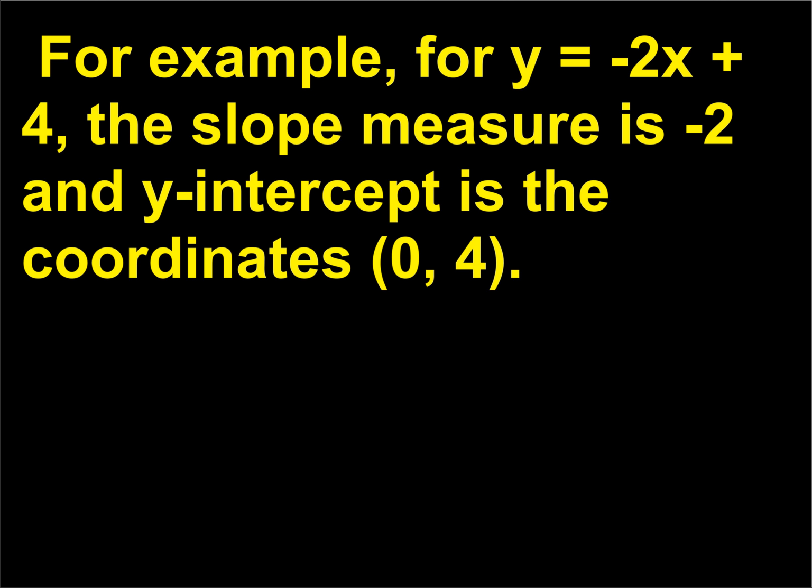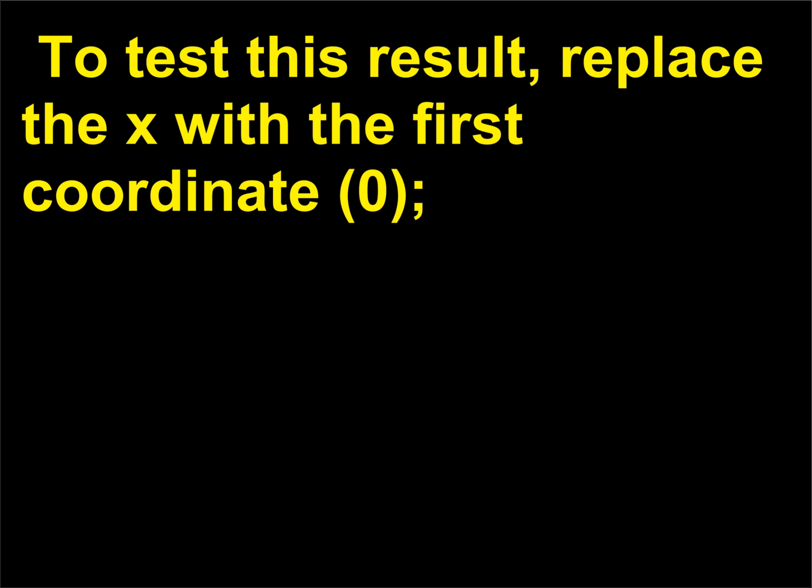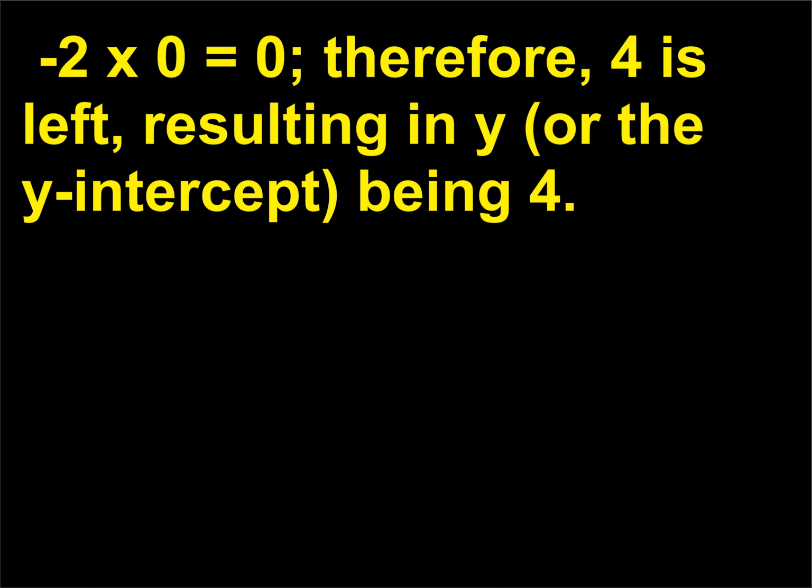For example, for y equals -2x plus 4, the slope measure is -2 and the y-intercept is the coordinates 0, 4. To test this result, replace the x with the first coordinate, 0. -2 times 0 equals 0, therefore 4 is left, resulting in y, or the y-intercept, being 4.